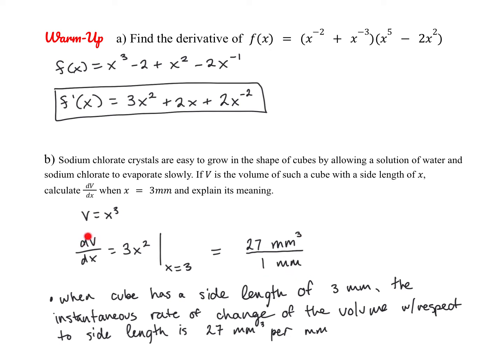So remember, it's the change in volume in reference to the side length in millimeters. So this just means that when the cube has a length of 3 millimeters, the instantaneous rate of change, that's kind of the key phrase we'd be looking for, the instantaneous rate of change of the volume with respect to that side length is 27 millimeters, again, per millimeter, because it's in reference to the length of the side of the cube.